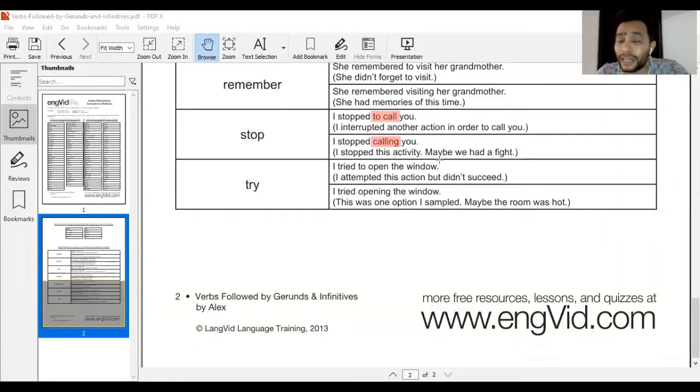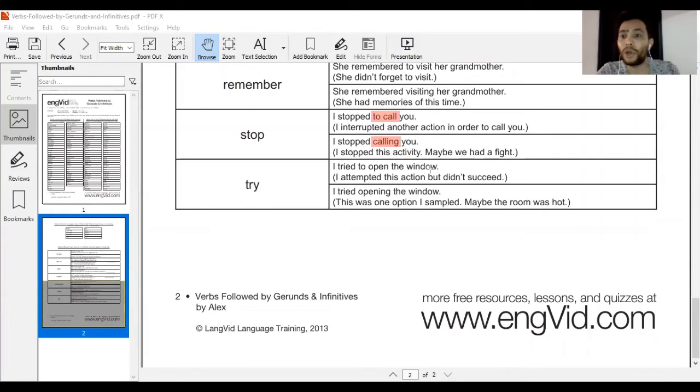Cuando usamos con ing, la palabra stop, el verbo stop, lo que quiere decir es que la acción no se va a hacer nuevamente. Algo parecido al verbo quit, right? Que tú ya dejas de hacer una acción y no se vuelve a repetir. The same thing happens here. Entonces, por eso aquí dice, probablemente hubo una pelea. ¿Por qué? Porque la acción de llamar no se volvió a repetir. All right?